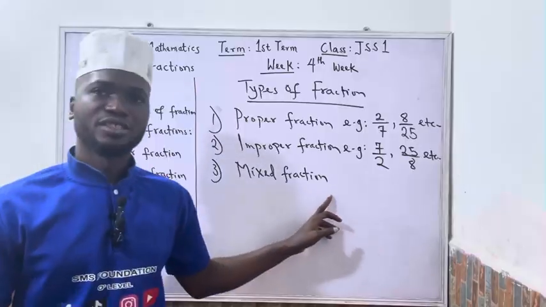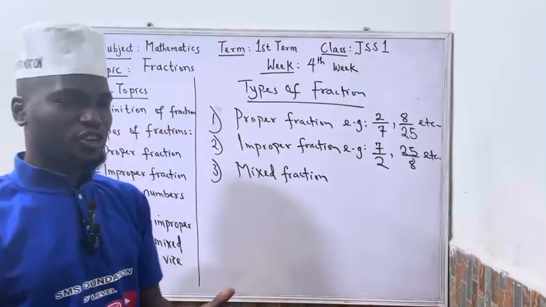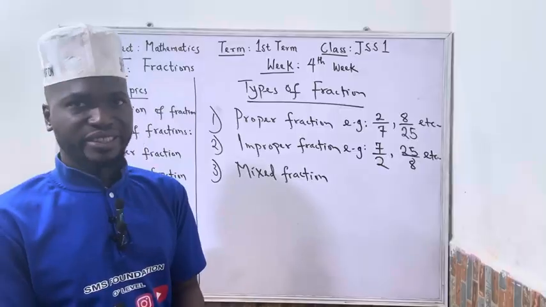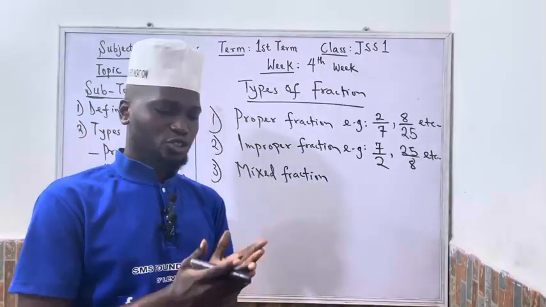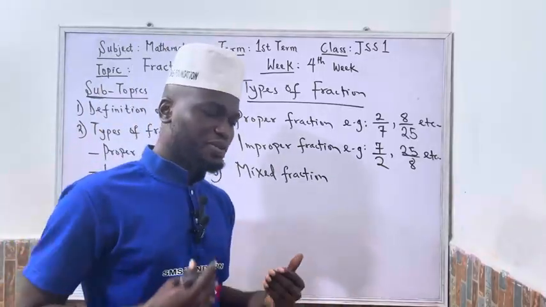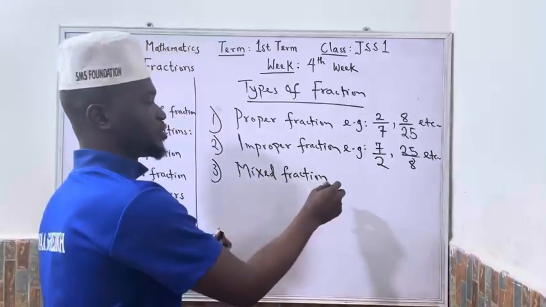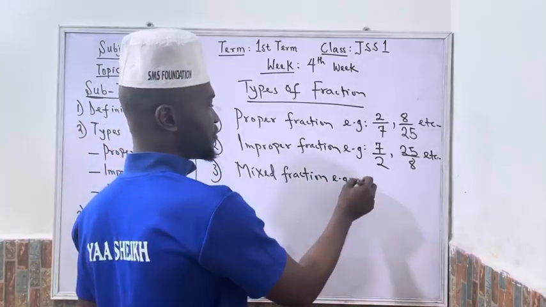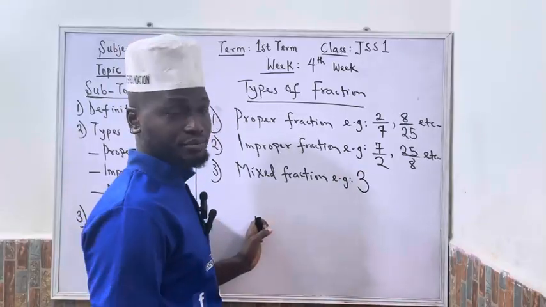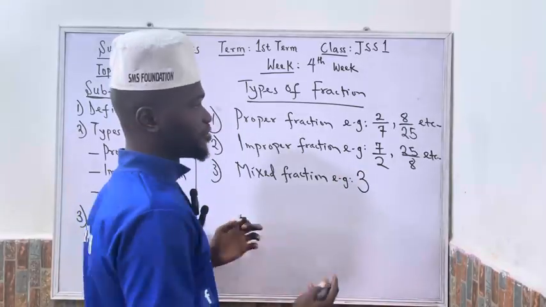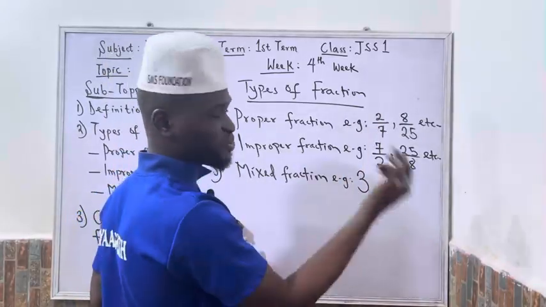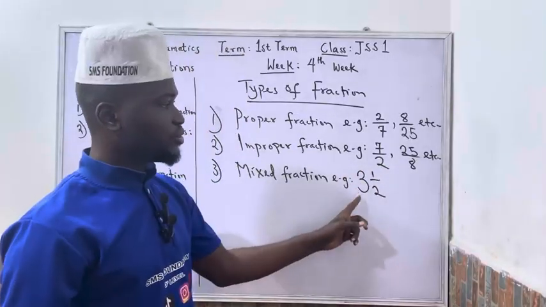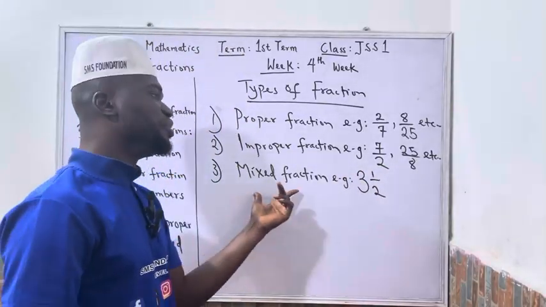Let's go to mixed fraction. A mixed fraction is when you have a whole number beside a proper fraction. You must have a whole number, then a proper fraction beside it. You can also create thousands of examples on your own. So let's say you have 3 whole number. Let me give just a proper fraction. I'll use 1 over 2. So 3 whole number, 1 over 2 is a mixed fraction.